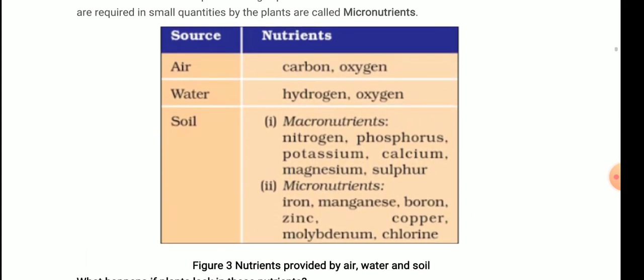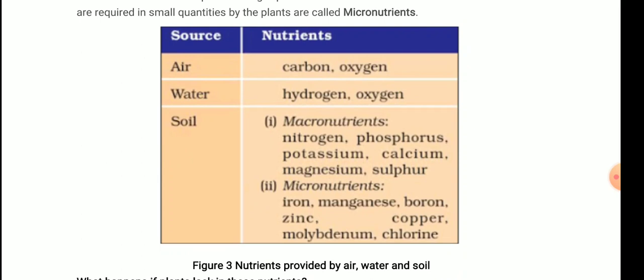Now, what are the sources of these nutrients? See, mainly carbon and oxygen: the main source is air. In air, oxygen is in the form of oxygen gas, whereas carbon is in the form of carbon dioxide. So the nutrients carbon and oxygen are received from air. Water provides the hydrogen and oxygen nutrients. Okay, because water is what? H2O. So the oxygen component and the hydrogen component both can be derived from water also. Now, the most important source, that is soil.